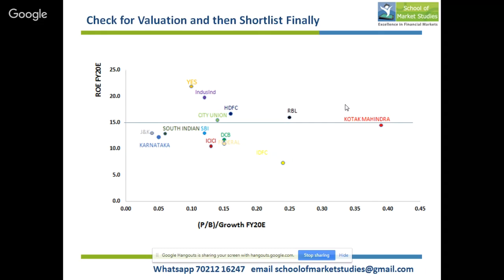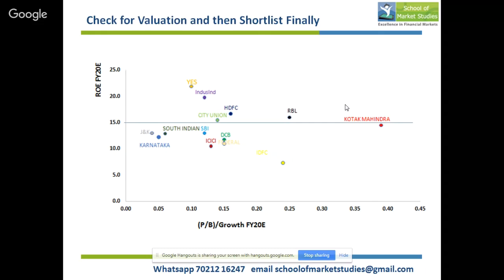And in that, we have five banks that are given to us. So you have Yes Bank, IndusInd, City Union, HDFC, RBL, and Kotak Mahindra. So we are left with six banks: IndusInd, Yes Bank, HDFC, Kotak, CUB, and RBL. And big ICICI Bank, because of its low return on equity, gets eliminated. So this is how we have shortlisted six banks for our investment analysis.